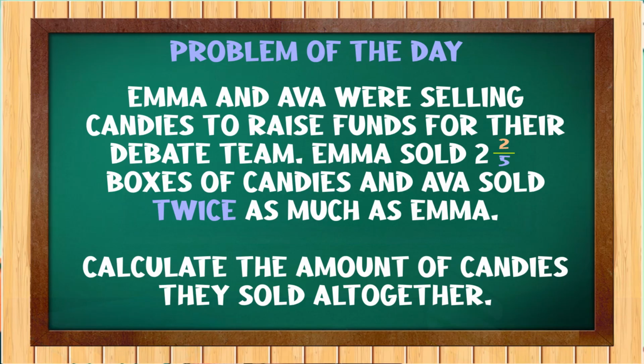And for today's problem, Emma and Ava were selling candies to raise funds for their debate team. Emma sold 2 2/5 boxes of candies, and Ava sold twice as much as Emma. Calculate the amount of candies they sold all together. Boys and girls, take 2 minutes to get this done.